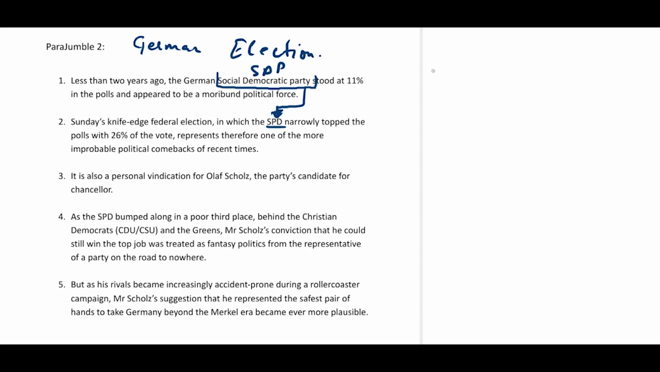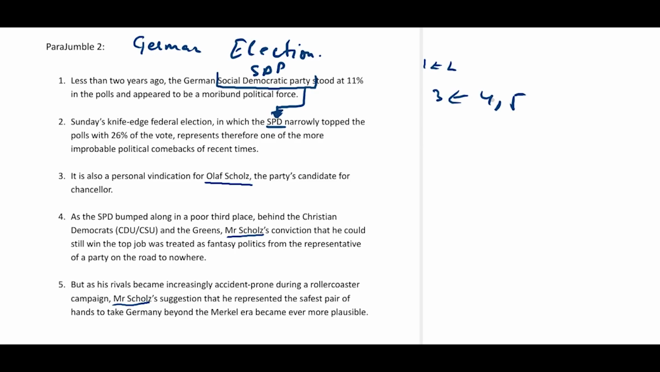Now, here's a simplistic rule in ParaJumbles. In almost all the cases, if you are using an acronym to define something, the full form has to precede the abbreviation. You cannot just write SPD without actually telling the readers what SPD actually is. So from this link alone, we can establish that 1 has to come before 2. Similarly, the same logic will also apply to the full name of Olaf Scholz and the shorter variants, Mr. Scholz. So we can definitely say that 1 has to precede 2 and 3 has to precede 4 and 5. Okay, there can be other sentences between the two, but at least this was something that you should have noticed.